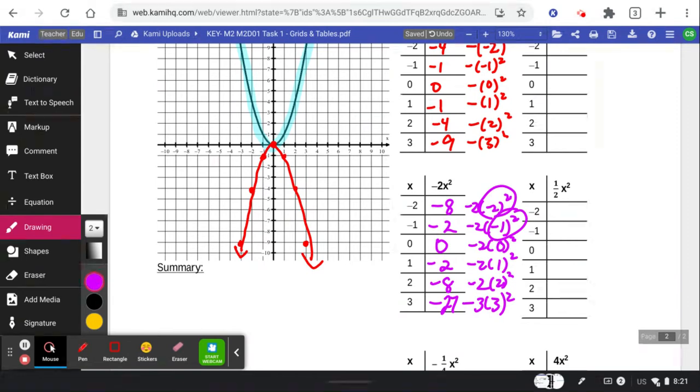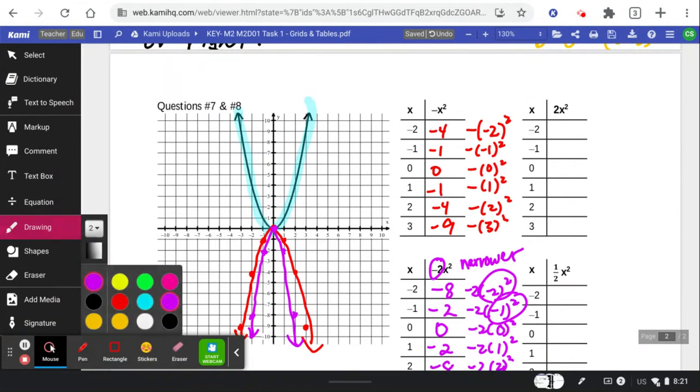Let's go put the rest of the purple dots on. Negative 2, negative 8. Negative 1, negative 2. Wow, it's turning out inside of the red graph. 0, 0, still at the origin. 1, negative 2. And 2, negative 8. Little tiny skinnier parabola inside the red graph. Go ahead and write narrower. The negative 2 out front made my graph narrower. Interesting. We also noticed this one made it upside down.